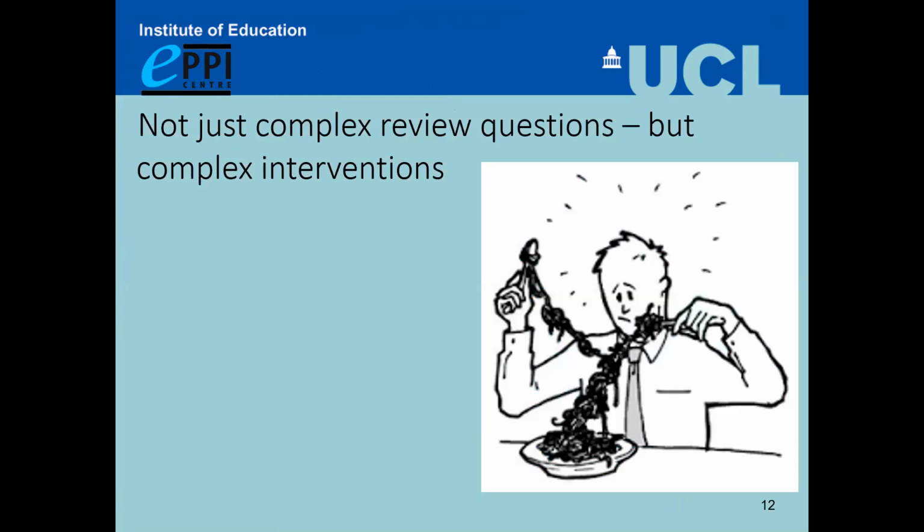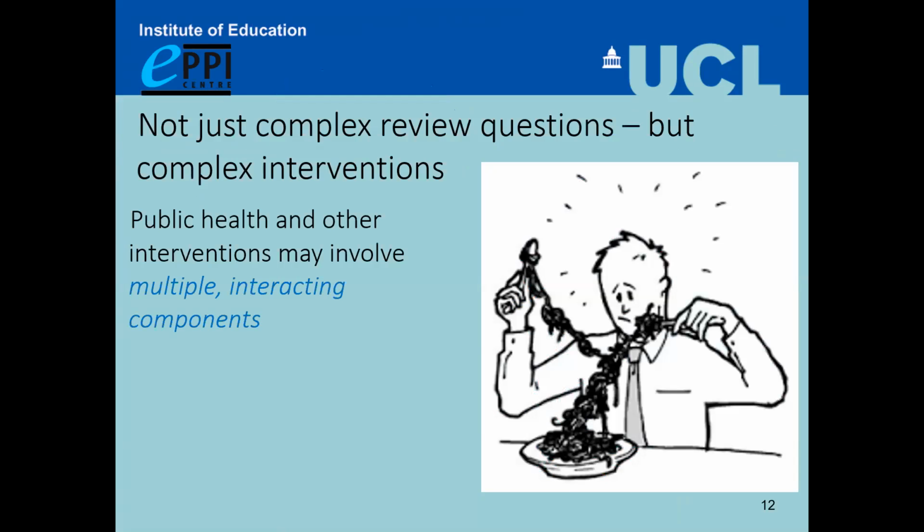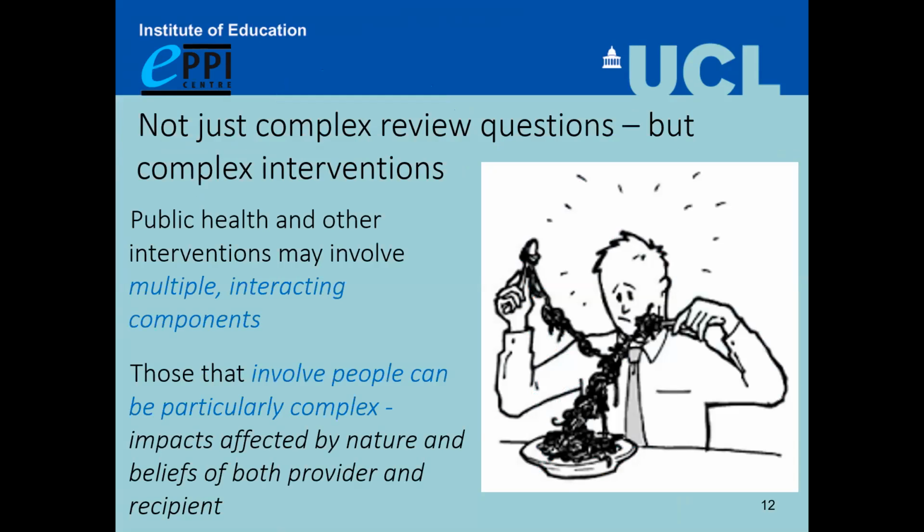But we also began to realize that it's not just the complexity of the types of questions that are being asked. The kind of interventions that we were looking at, public health interventions, were typically complex in and of themselves. They involve multiple and potentially interacting components. And in particular, those interventions that involve people can be particularly complex: the impact of those types of interventions is affected both by the nature and beliefs of the person providing that intervention and the person receiving that intervention, as well as a whole host of other potential contextual factors that may shape the outcomes of an intervention.